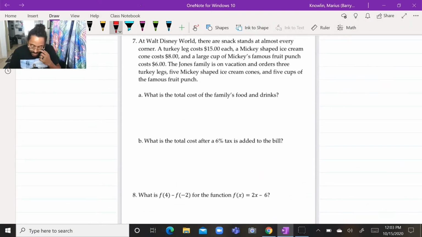Number 7. Number 7 reads, at Walt Disney World, there are snack stands at almost every corner. A turkey leg costs $15 each. A Mickey-shaped ice cream cone costs $8.